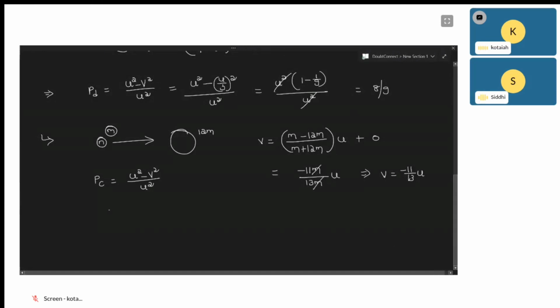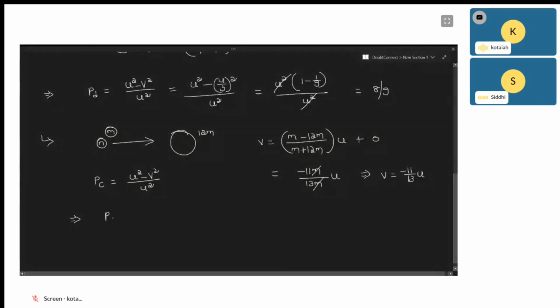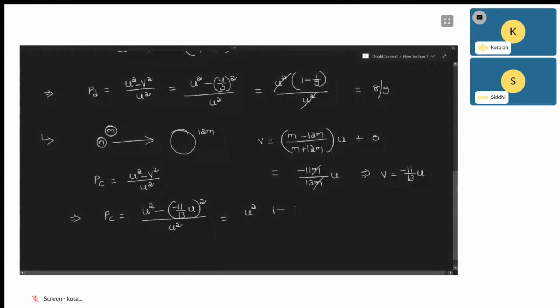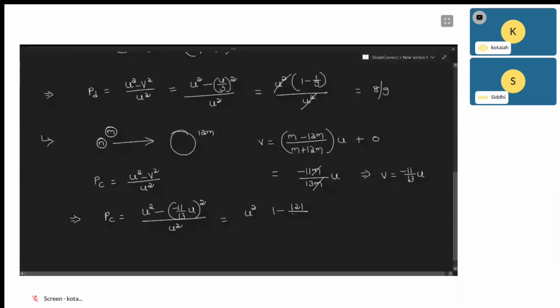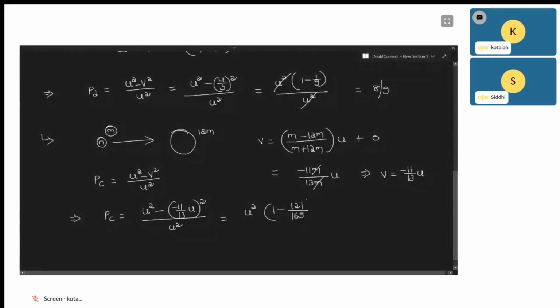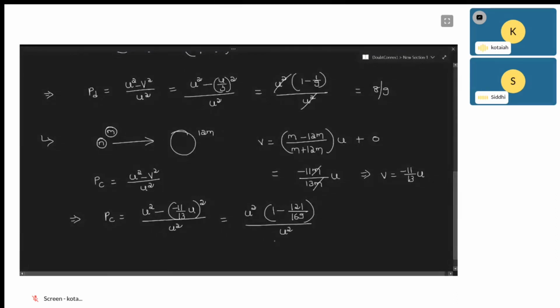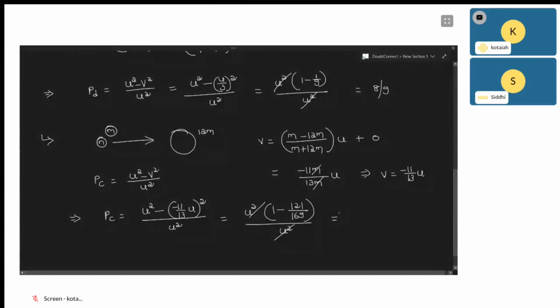That means here also neutron will move in opposite direction with a speed 11 by 13 times u. So that implies Pc is equal to u square minus v square, where v is 11 by 13 u. No need to take minus also here because anyway whole square. Is equal to u square into 1 minus 121 by 169, by u square. u square will be cancelled. 169 minus 121 means 48 by 169.